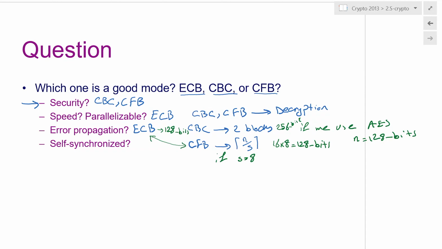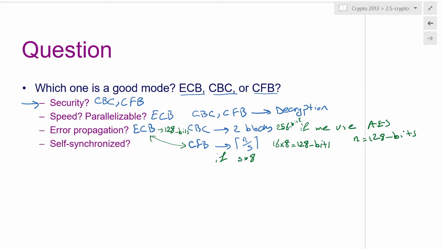Another way to look at this is that you don't care about how many bits you lose, you care about how many blocks you would miss. So if we look from that lens, then ECB is the best one because you're missing only 1 block. CBC is the second place because it loses 2 blocks. And the last one goes to CFB because it misses 16 blocks or 16 characters. So no matter how you want to look at this.